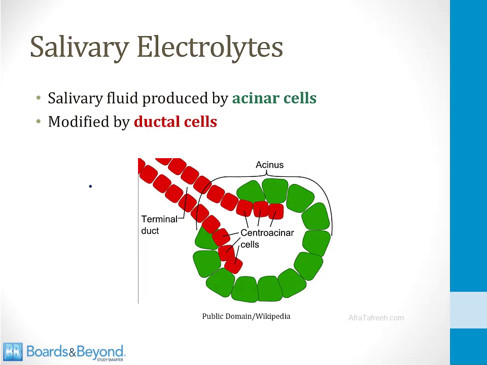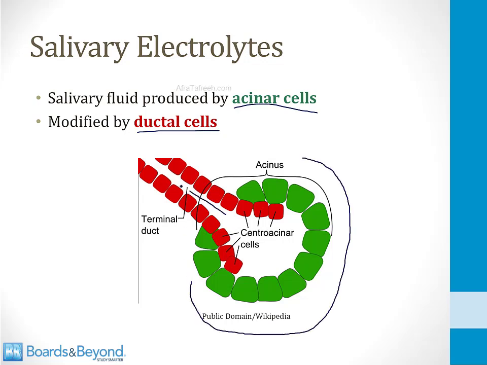Let's talk about the electrolytes that are found in saliva. There are two important cell types responsible for production of electrolytes in saliva. The first cell type are the acinar cells, the second are the ductal cells. The word acinar means berry, so the acinar cells are the cells found in this berry portion of a salivary gland, and then the ductal cells line the duct going out to the mouth. And salivary fluid is produced by the acinar cells and then modified by the ductal cells.